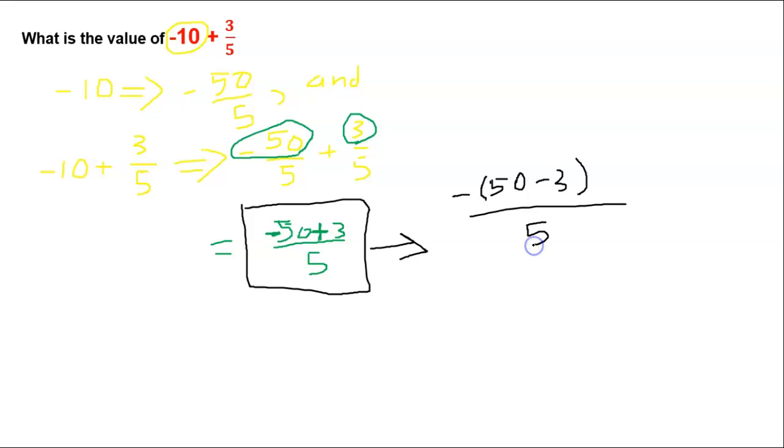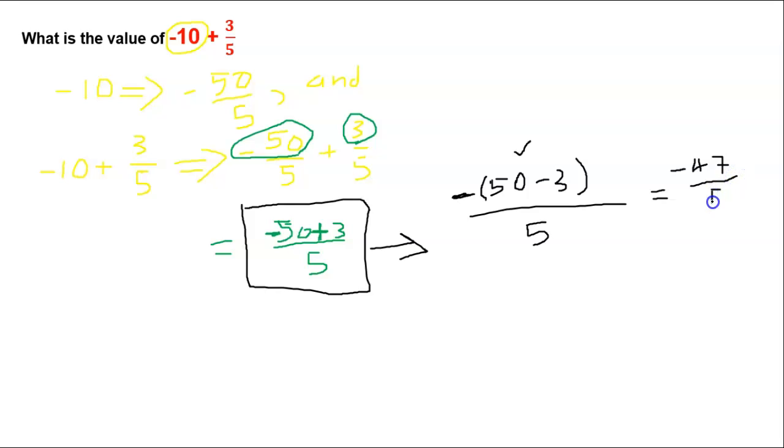Because remember, when the signs are different, you subtract, which we did inside the bracket here, and you keep the sign of the larger number. The larger number is negative, so that's why I put the negative sign outside the bracket. Now 50 take away 3 is 47, and we carry across our negative sign, so negative 47 over 5.